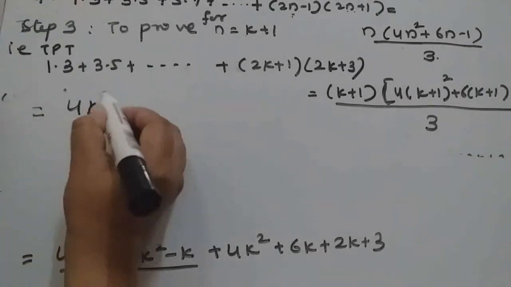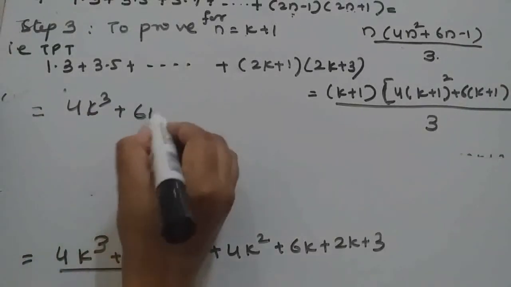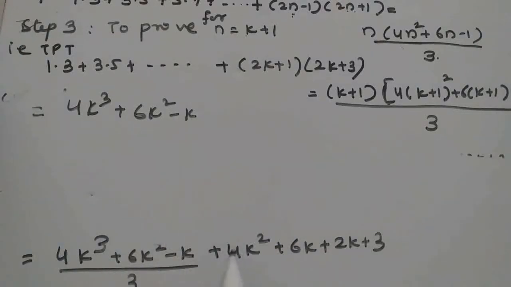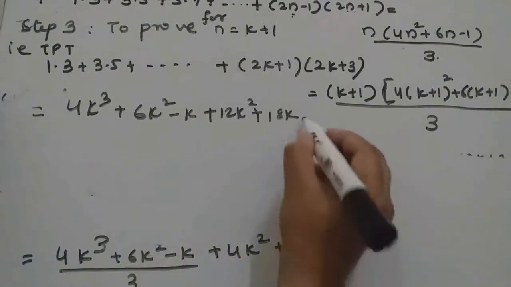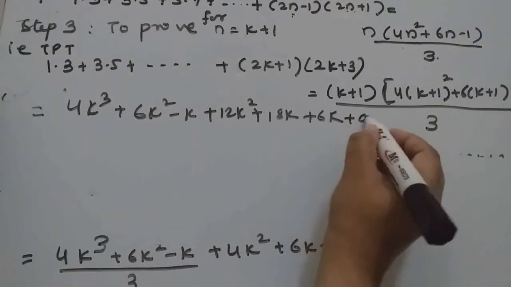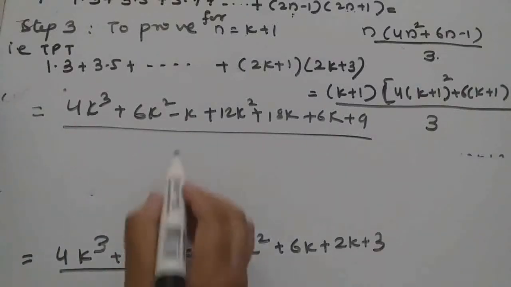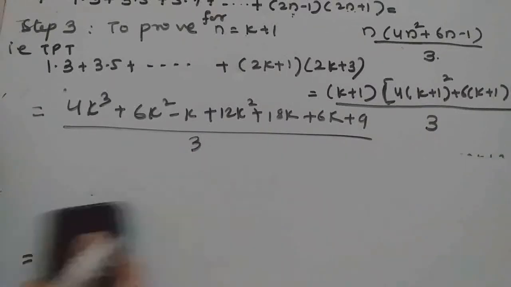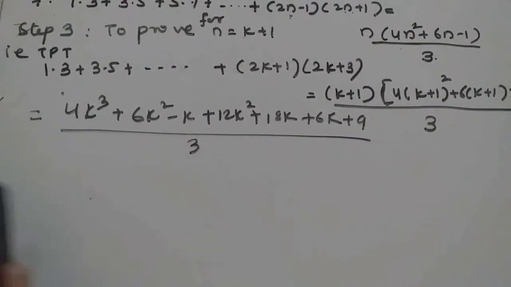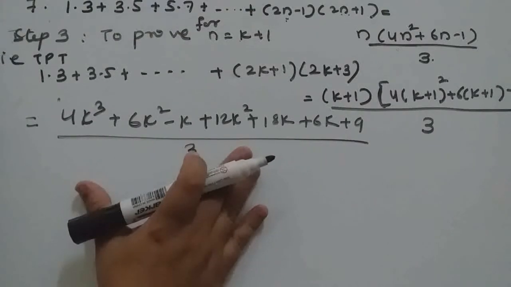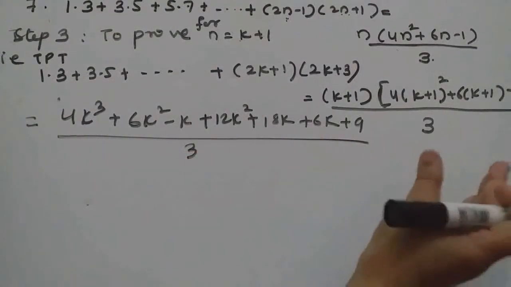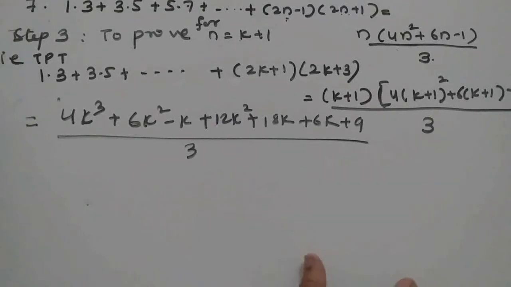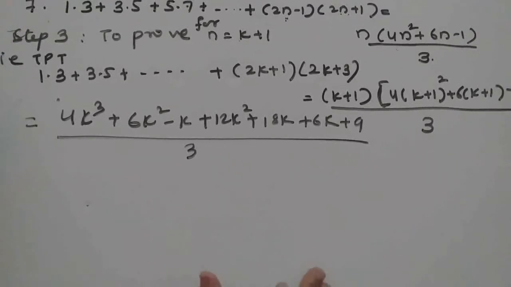So 4k cube, 6k square minus k plus 12k square plus 18k plus 6k plus 9. See, sometimes it is difficult to reach from LHS expression to RHS expression. Then don't waste your time. What we can do, we can simplify LHS to get one expression, and RHS also we can simplify to get another expression. Then that simplified expression we can compare whether it is equal or not.